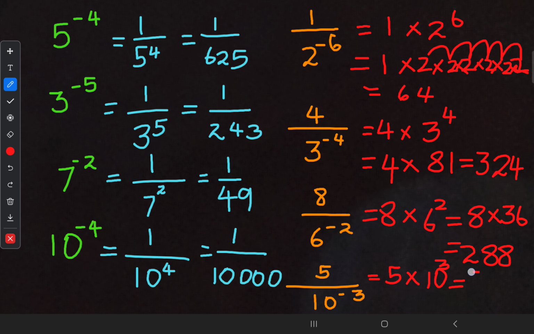The final one, 5 multiplied with 10 power of 3. 10 power of 3 means 5 should be multiplied with 1000. So that will give you the finalized answer as 5000 in this case.